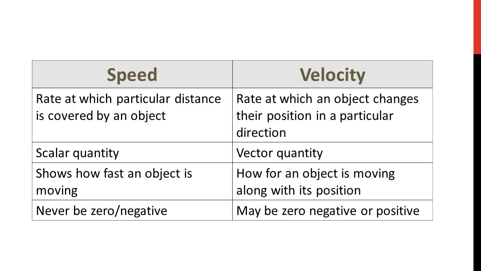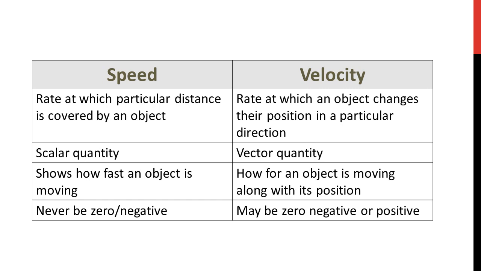So the difference between speed and velocity is that speed is the rate at which a particular distance is covered by an object. How much distance an object has covered is measured by speed. Velocity is the rate at which an object changes its position in a particular direction. So at what rate an object is changing its position in a particular direction is measured by velocity. Speed is a scalar quantity. Velocity is a vector quantity.